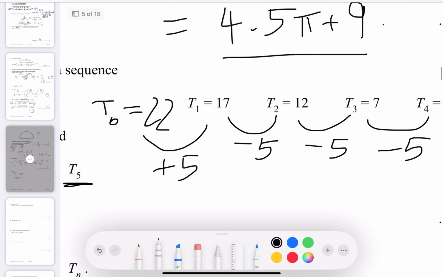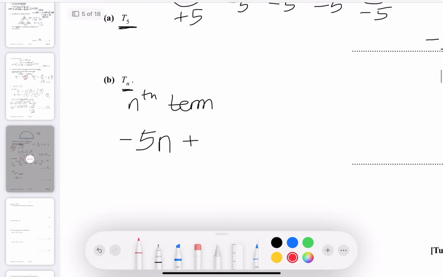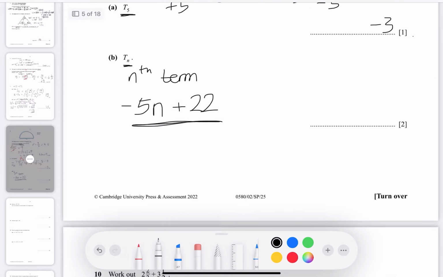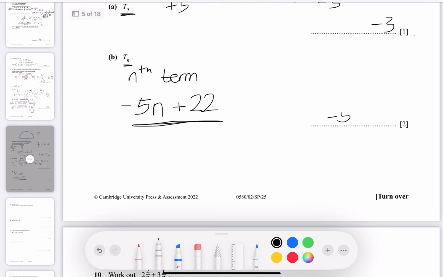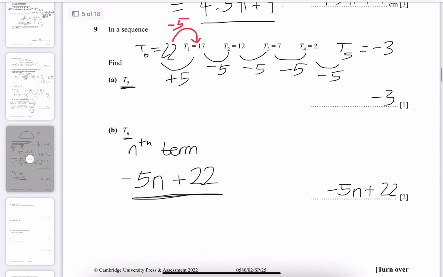Because we're still following the rule of subtracting 5 every term. So the answer is -5n plus 22. And that's our answer for the nth term.